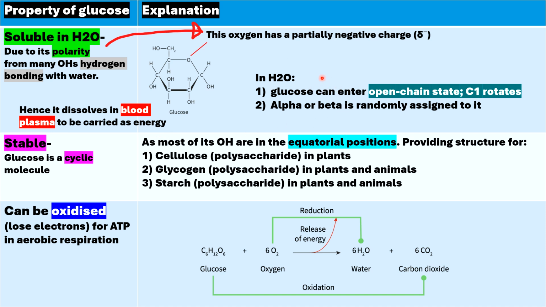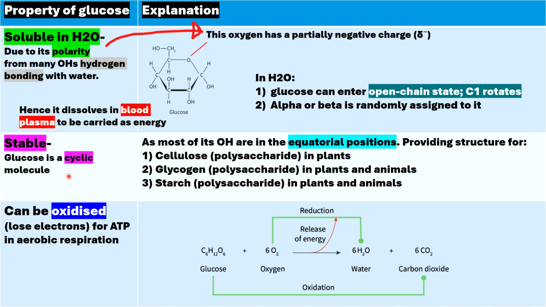Now, in water, have this in mind, glucose can enter what's called an open chain state. This is where carbon 1, right here, is going to rotate. And because it rotates, the position of this hydroxyl here is going to change a lot. So alpha or beta are randomly assigned to the glucose. Okay. So also have in mind that when this glucose is in an open chain state, it's simply glucose. It's not alpha or beta yet. The rotation of carbon 1 is going to decide.